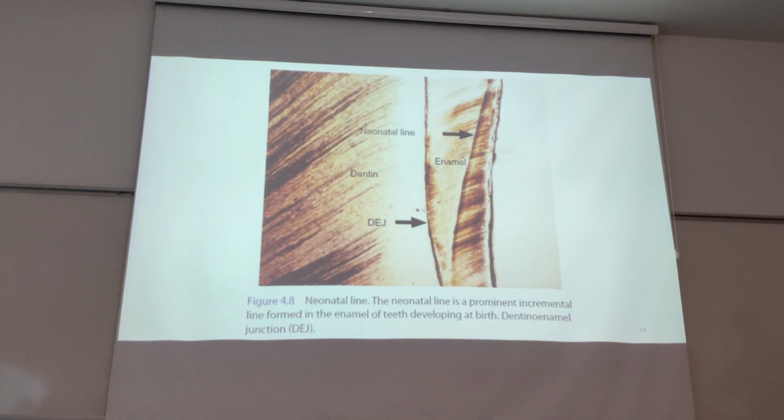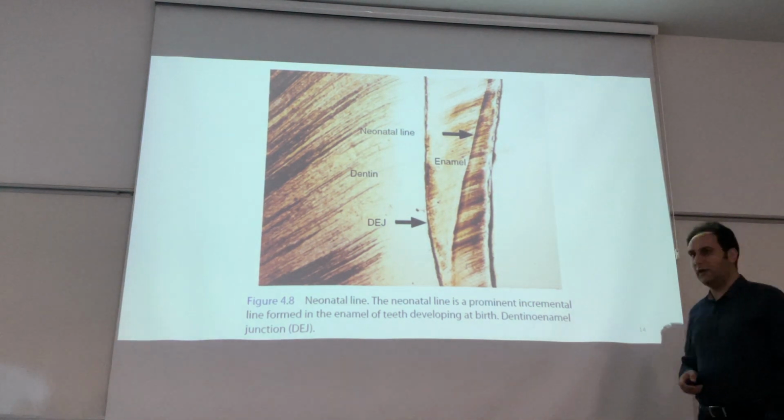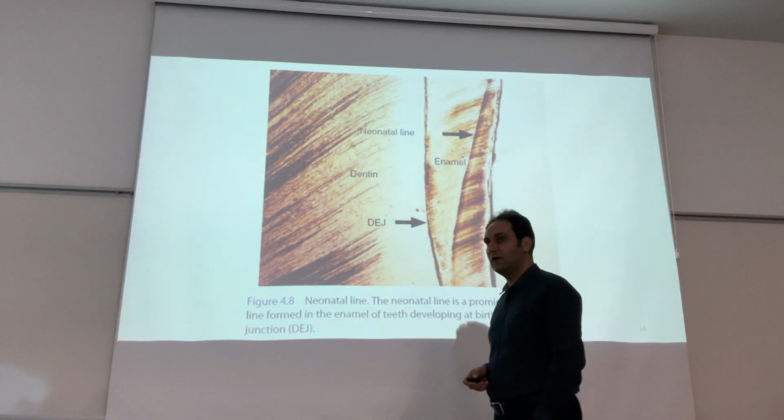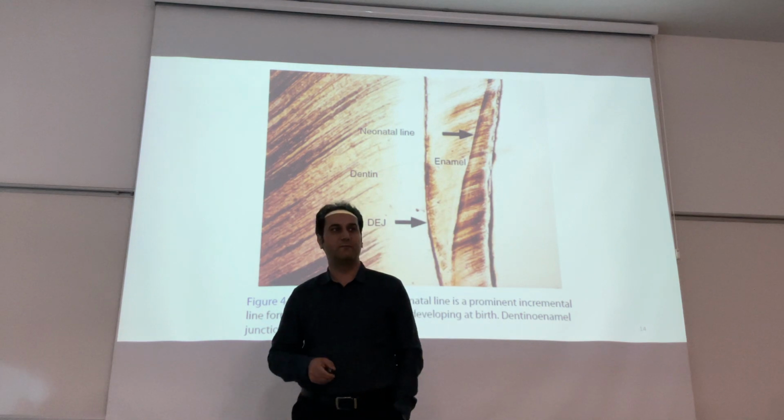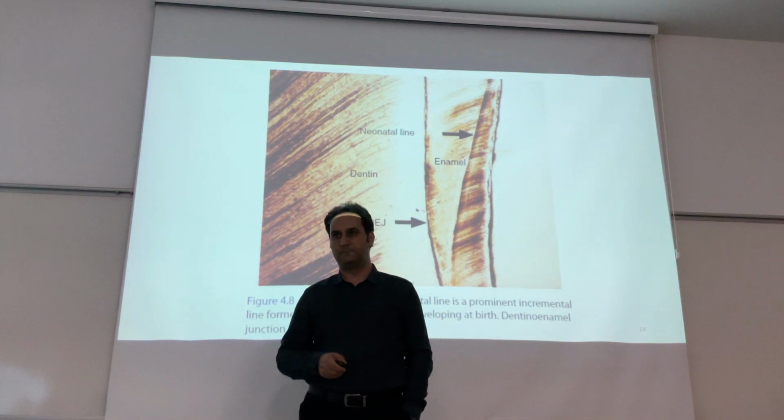We have another line in the surface of enamel. That line, here you can see, is present in the middle of enamel. This is our enamel, this is our dentino-enamel junction, and here is our dentin. This line is known as the neonatal line. Why can you see this line in the enamel?